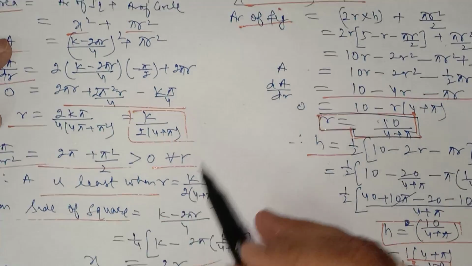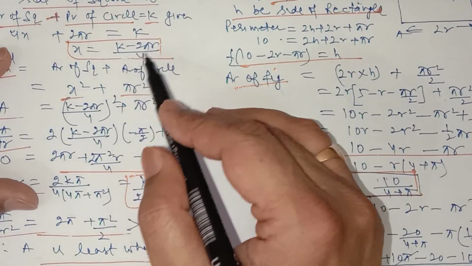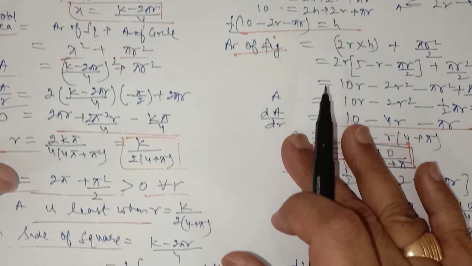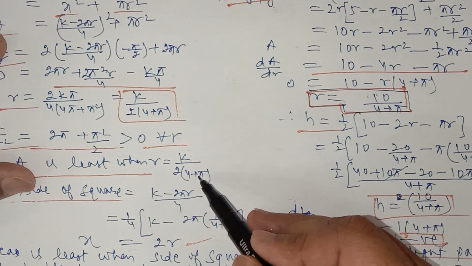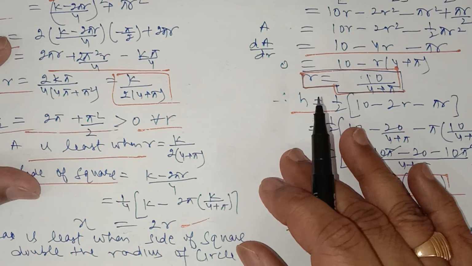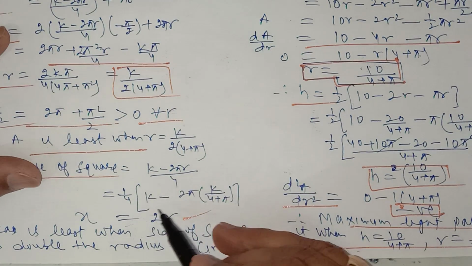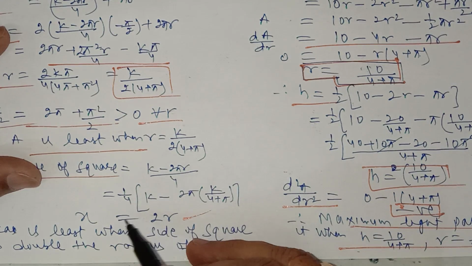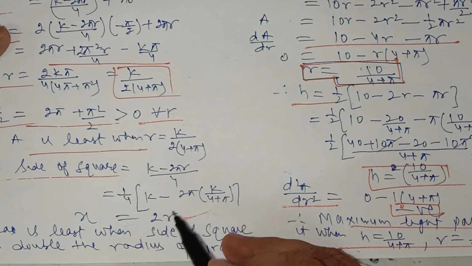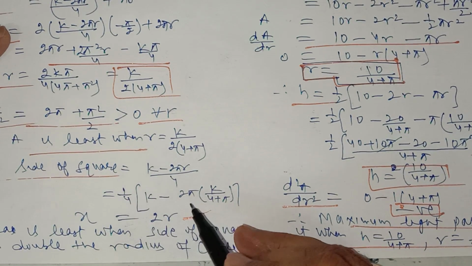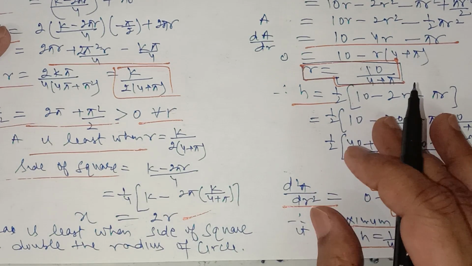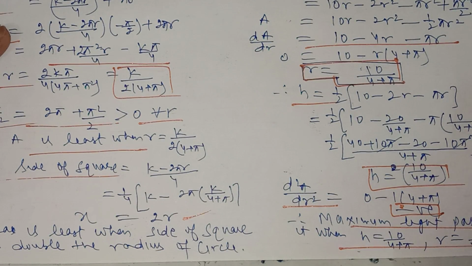Then the side of the square, what is the side of the square? It is (k minus 2 pi r) upon 4. Replace the value of r. We have already found it out in terms of k, because you will get the value of the radius and the side of the square in terms of k, which is 1 upon 4 times (k minus 2 pi k upon 2(4 plus pi)). On simplifying, you will get x is equal to 2r. Open the bracket, cancel out. The value of x comes out to be 2r.